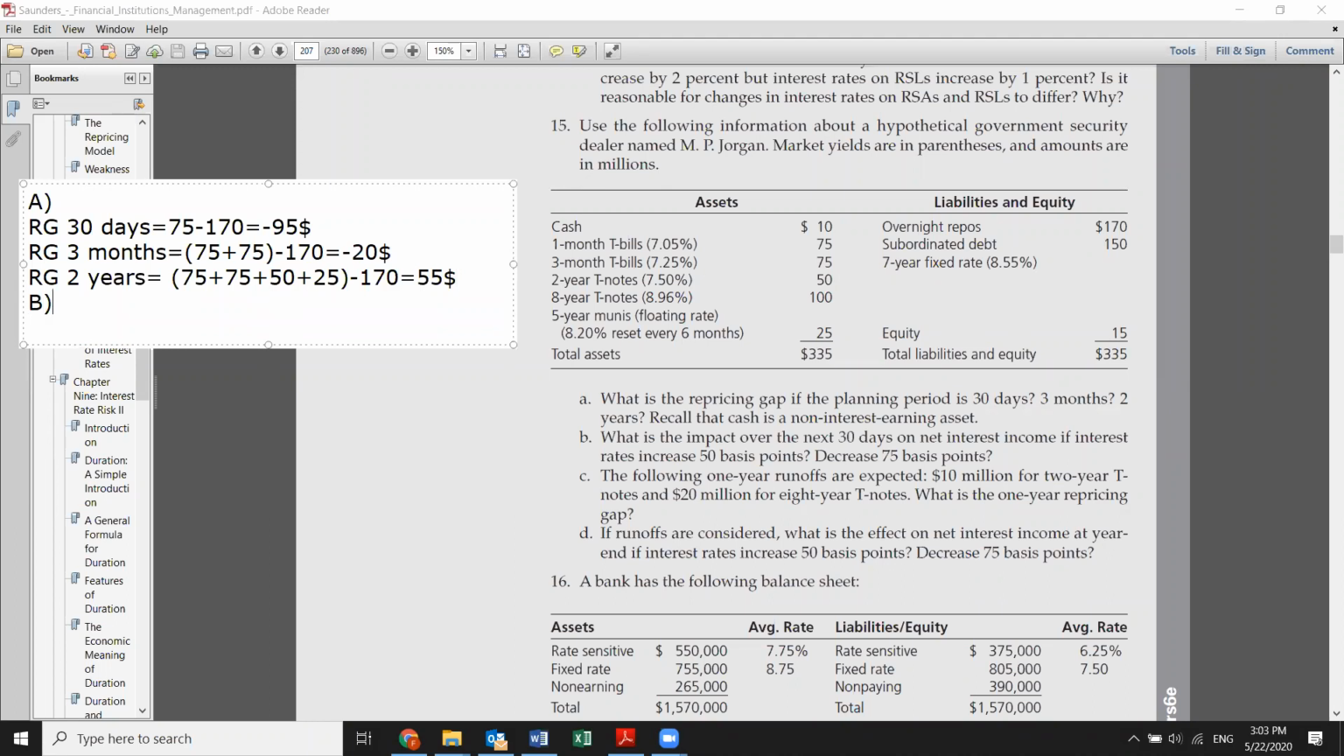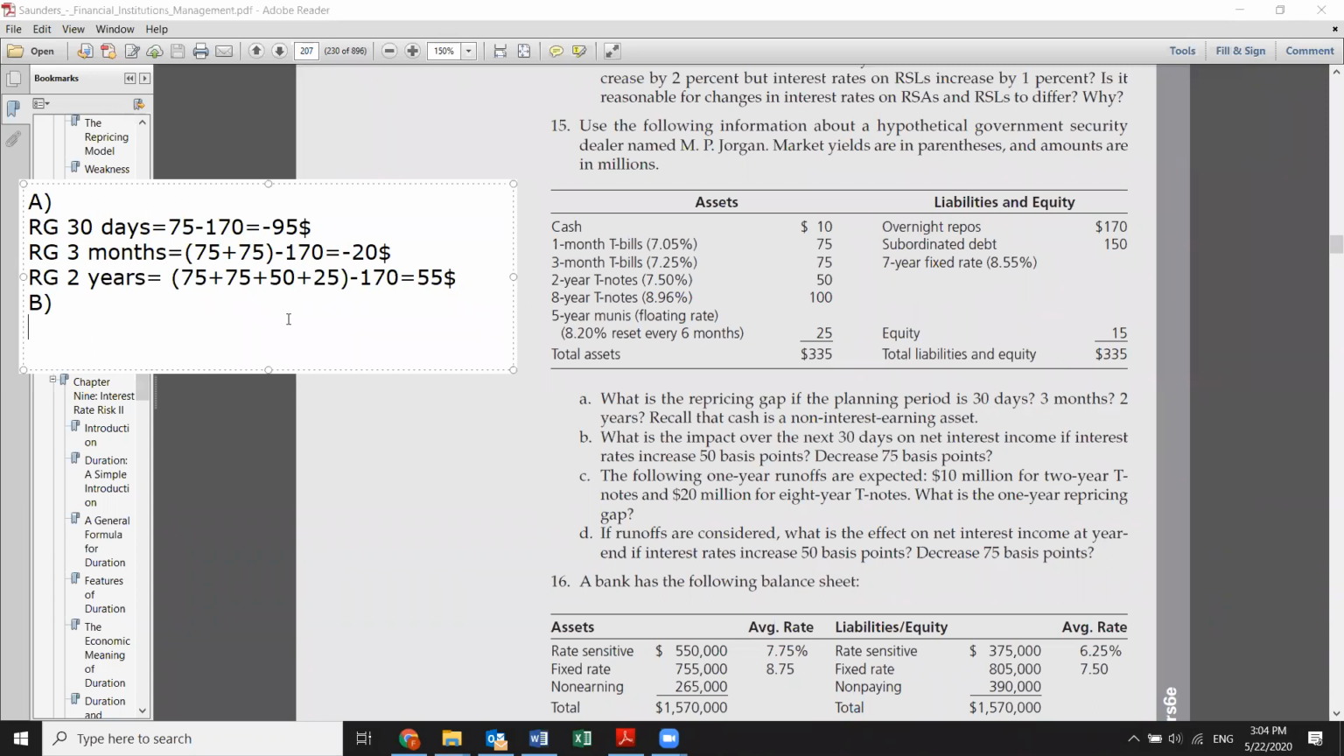Thank you for following. Now, we follow with: what is the impact over the next 30 days on the net interest income if interest rate increases by 50 basis points and decreases by 75 basis points? So what will be the impact on the 30 days net interest income? We will consider only the 30 days maturity bracket. By 30 days, we will include only the first one, this one.